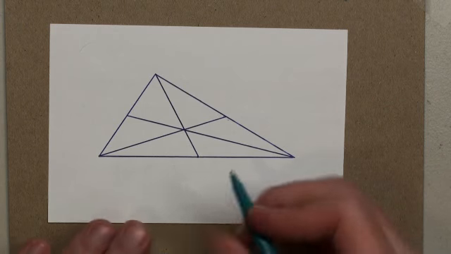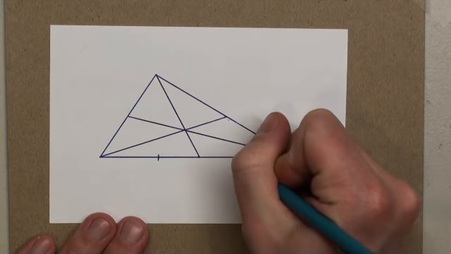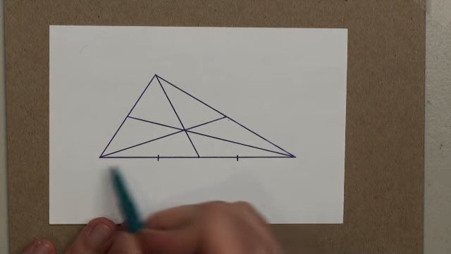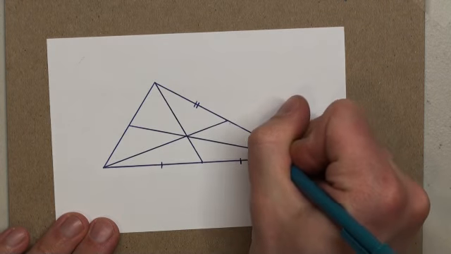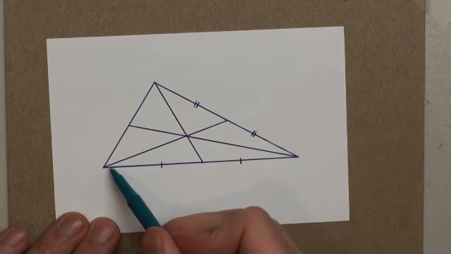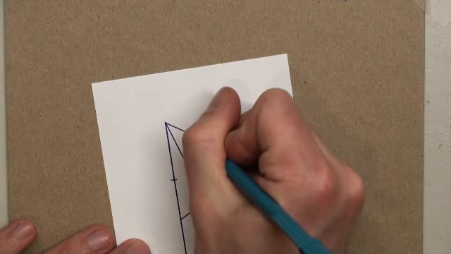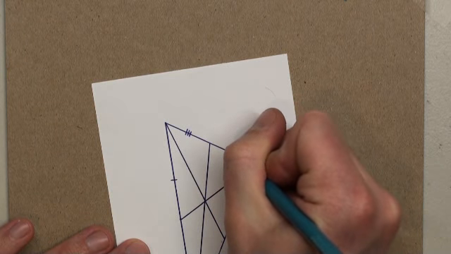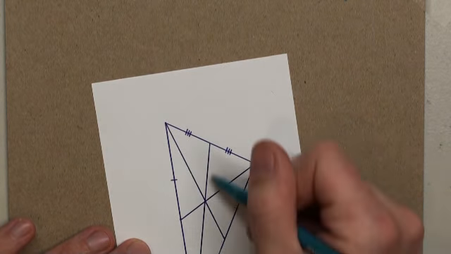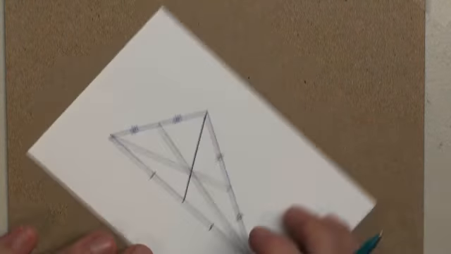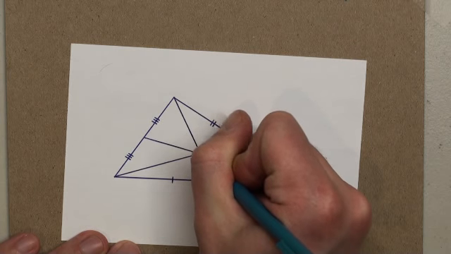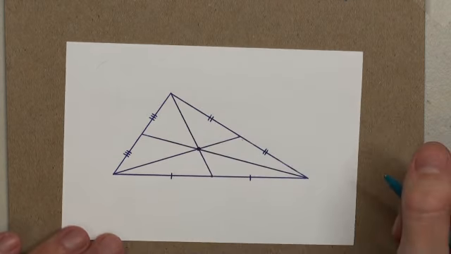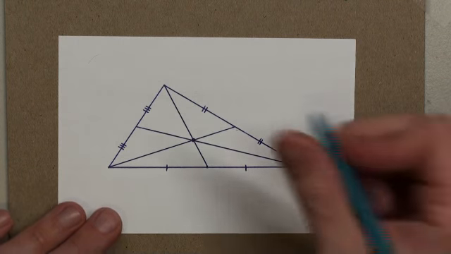And there, now we know that this side is congruent to this side because this median cuts this side in half. And we know that this side is congruent to this side because this median cuts that side in half. And we know that this side is congruent to this side because this median cuts this side in half. Okay? Now this point of concurrence where they all meet, that's the center of gravity for the triangle. That's called the centroid.